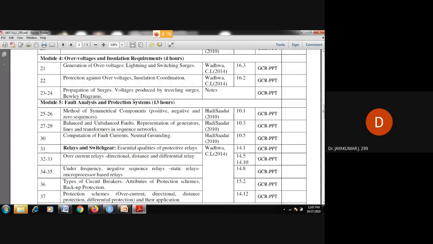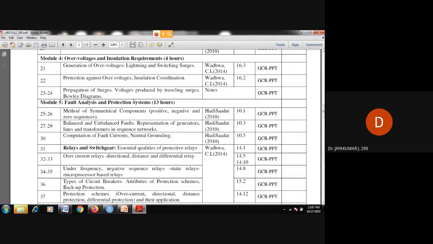Second one is fault analysis or short circuit analysis. Third one is security analysis. Fourth one is reliability analysis. Fifth one is contingency analysis.